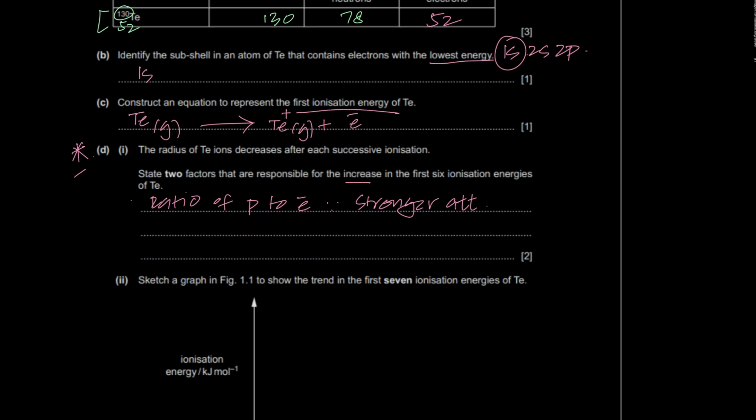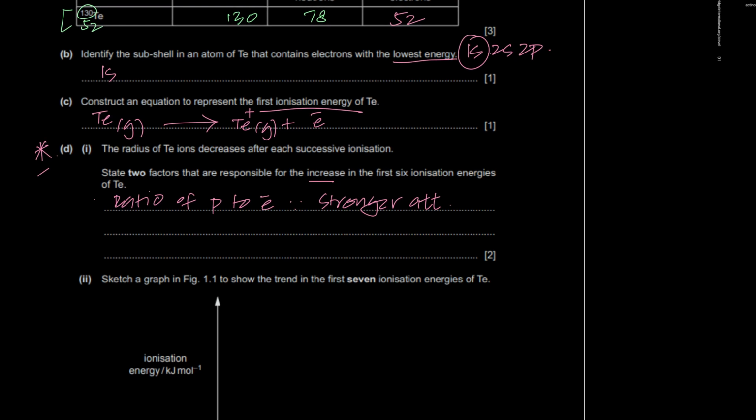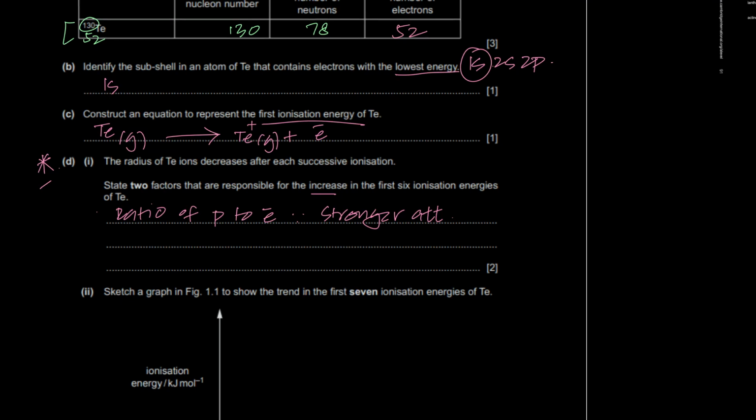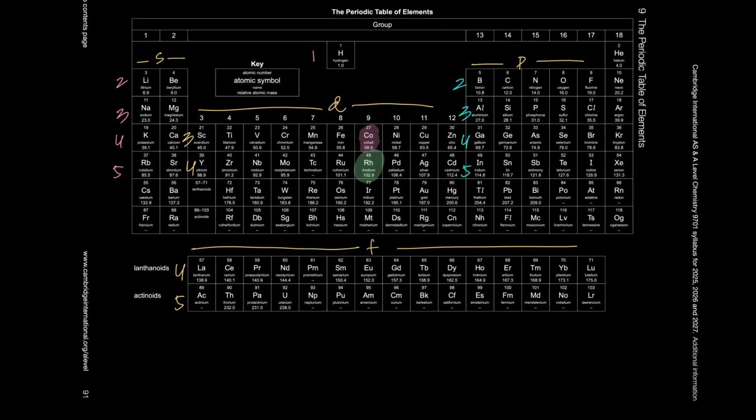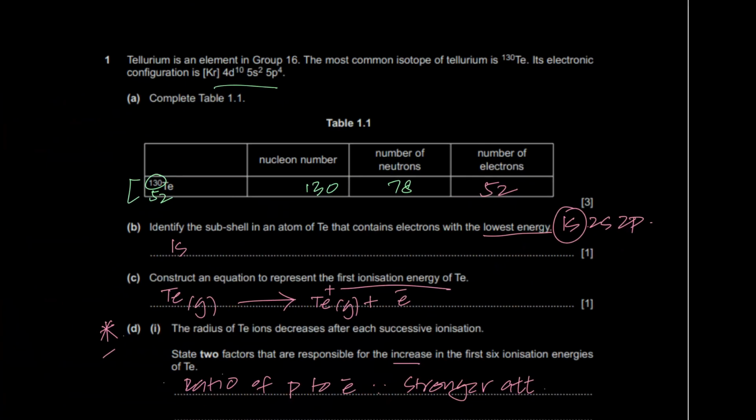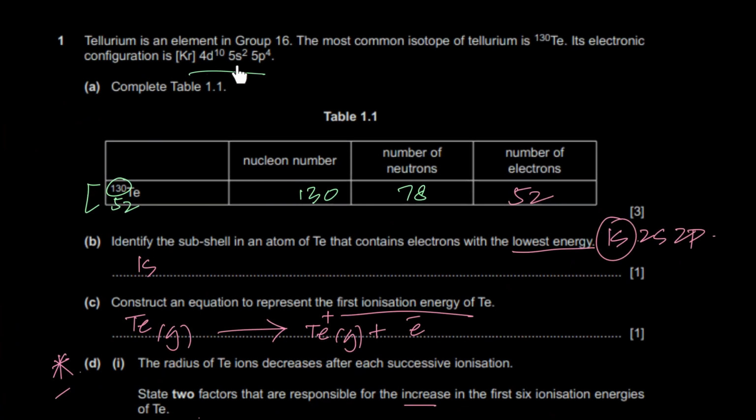So if you were to specifically look into Te, and in these questions, always write the electronic configuration for yourself. So what's the electronic configuration of Te? He's given it to you, but you could also write it on your own. It's krypton, 4d10, 5s2, and 5p4, right? And he's also given it to me right here. See, krypton, 4d10, 5s2, 5p4.